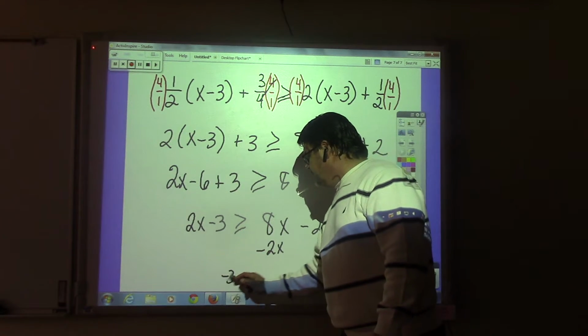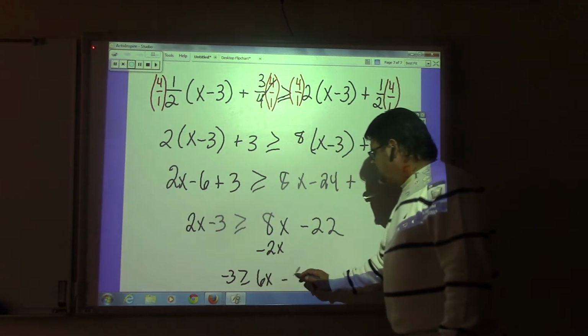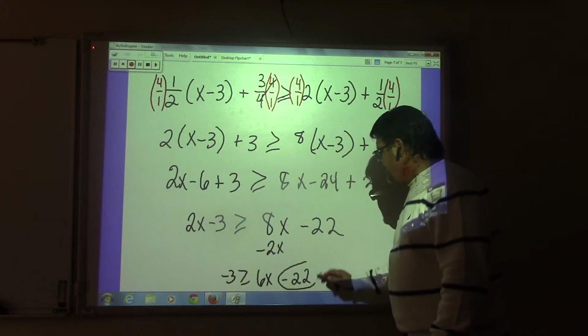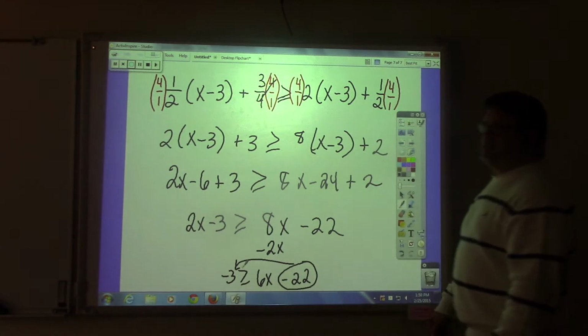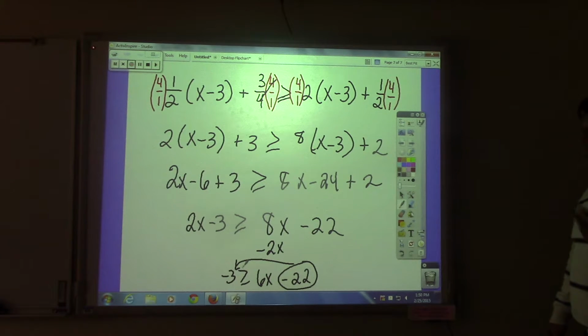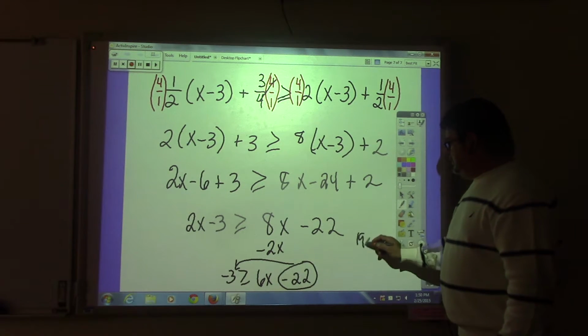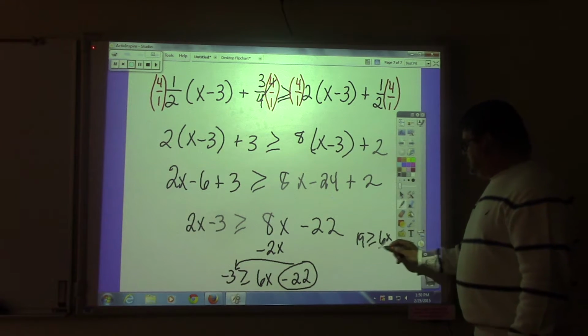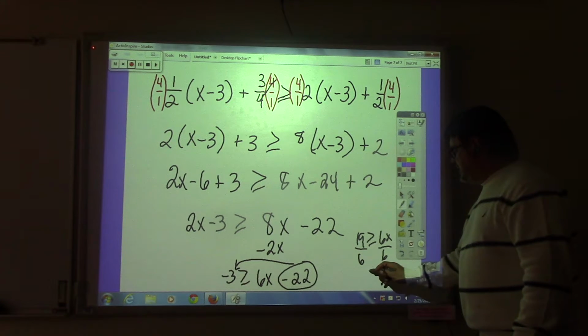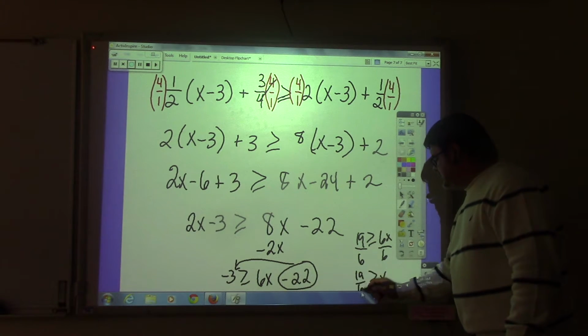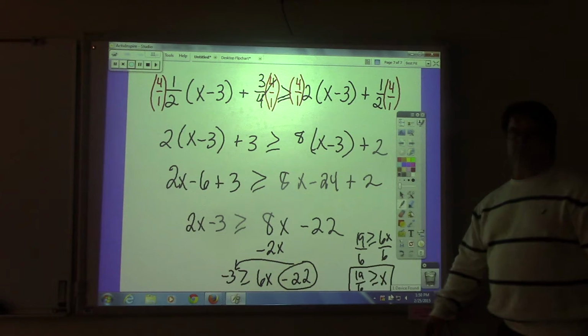So negative 3 is greater than or equal to 6x minus 22. What are we going to do with that 22? Take it across the river and it becomes positive 22. And what's negative 3? You owe $3 and you have $22. You have what? 19? Positive 19. So 19 is greater than or equal to 6x, divided by 6. So x is less than or equal to 19/6. Or 19/6 is greater than or equal to x.